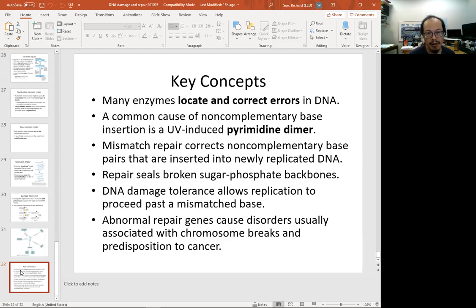Mismatch repair can correct non-complementary bases. We can also cut it out. If this damage caused sugar phosphate backbone damage, we can repair and seal it, joining the chromosome. We can also ignore that damage through DNA polymerases, which is DNA damage tolerance. This would be okay, and keeps the cell alive. 98% or so, this probably won't cause any damage, so there is a high chance that we can keep it. But if it happens to be the 2% one, then it can be an issue.